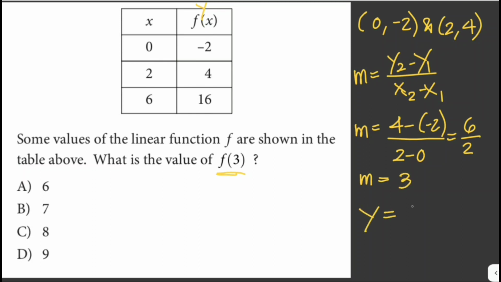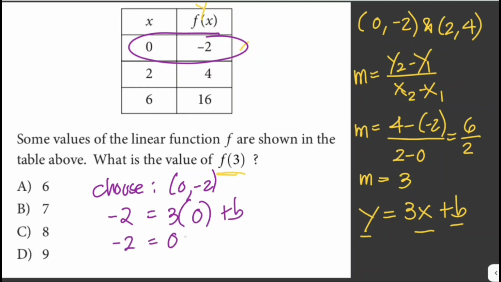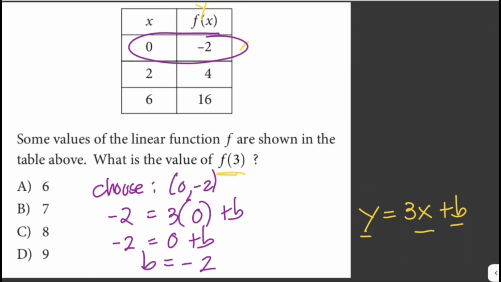So our equation is just y equals 3x plus b. And now we can solve for b, which is our y-intercept. We just have to choose 1 point from the table to substitute the values of x and y. Let's say we choose 0 and -2. So this would be -2 equals 3 times 0 plus b. So -2 equals 0 plus b. Therefore, b is just equal to -2. Therefore, the equation of the line is just y equals 3x minus 2.